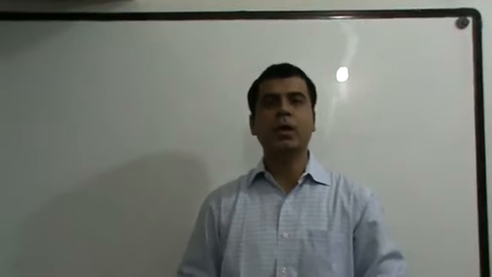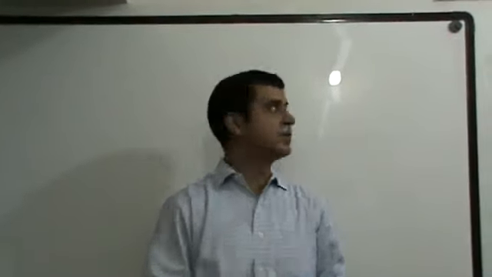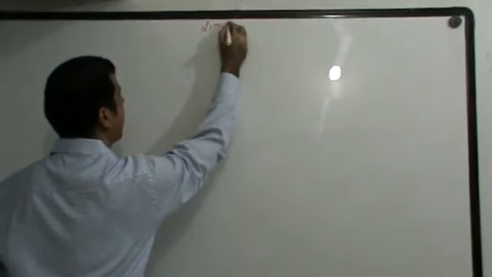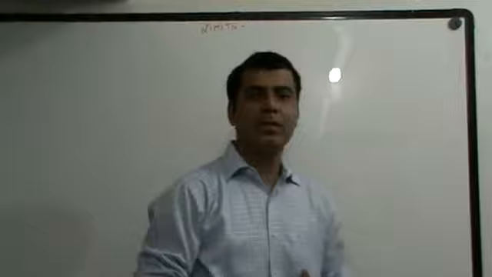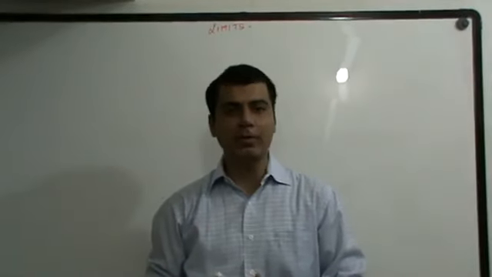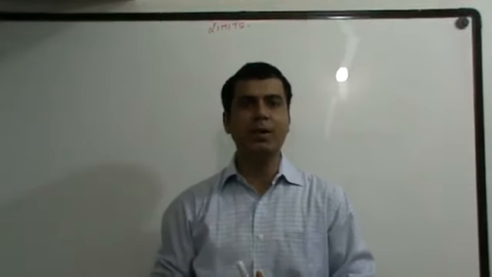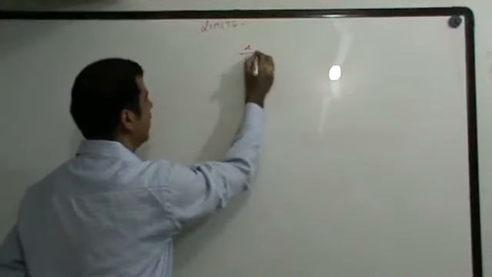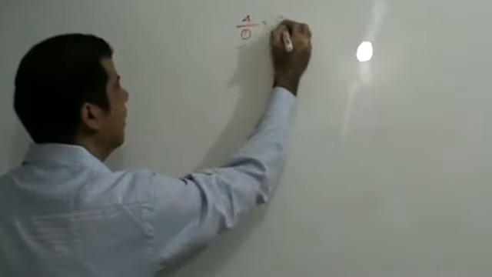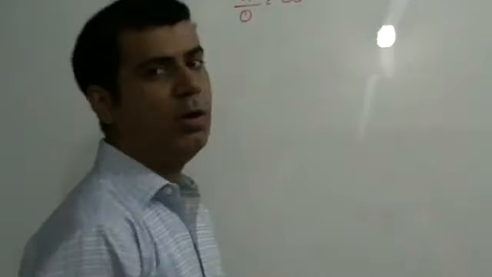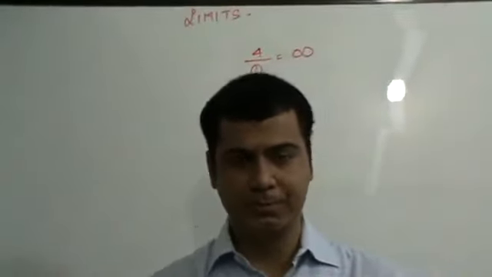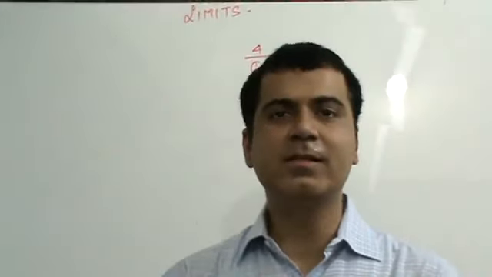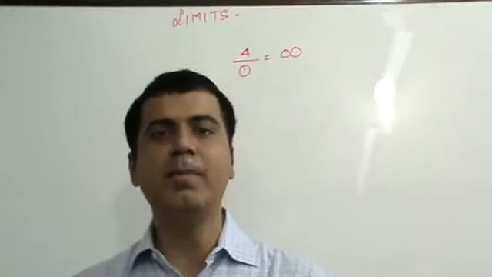Right, now we are going to start with a chapter called limits. What is limits? Ideally, when you try to divide by 0, division by 0 is not possible. That means if I were to try to divide any number by 0, I would get infinity or not possible division.